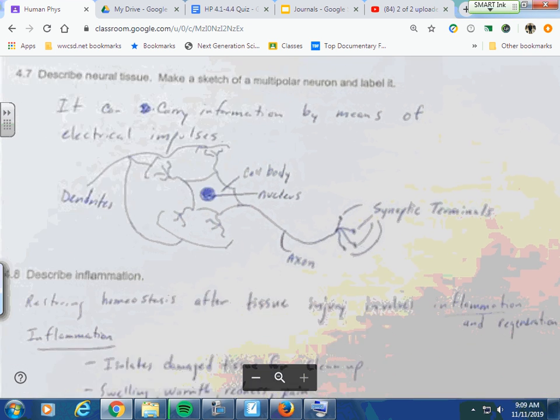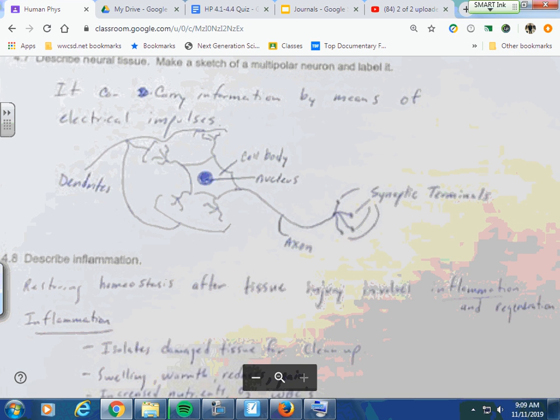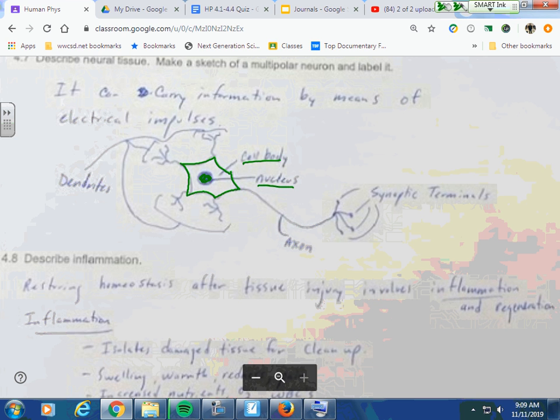So you should be able to label some things. If I give you a picture of a neuron, you should be able to tell me the main part of the neuron is just called the cell body. The dark part in the middle is the nucleus. So you should be able to label those things. These little branches coming off of the cell body are called dendrites. The tail out this end is called the axon. And then the ends of the axons where they branch out here, these are called synaptic terminals. So you should be able to label those things.